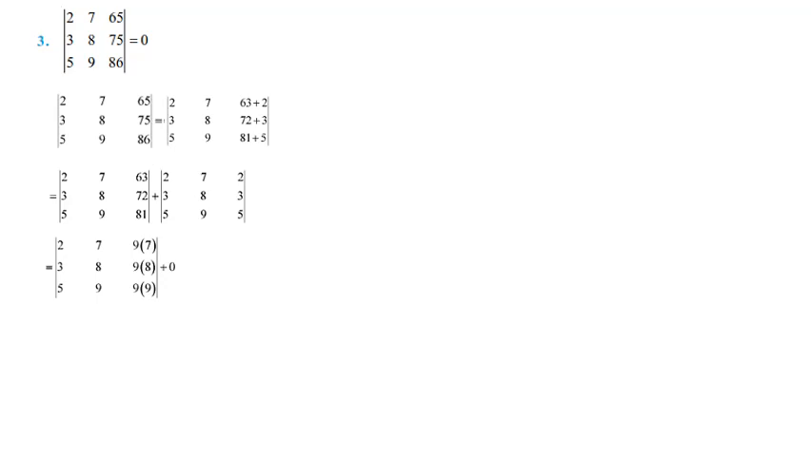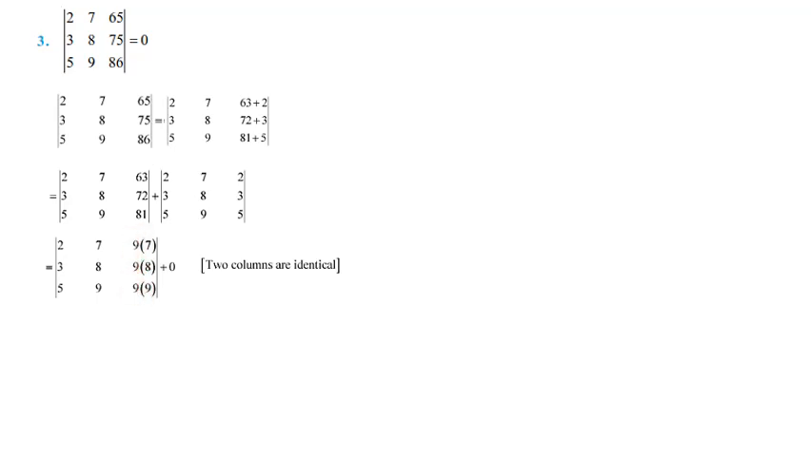Next, first column is same 2, 3, 5, 7, 8, 9 same, and in 63, 72, 81 I am taking 9 common. When you check 63, 72, 81, the whole column has 9 as a common factor. So I take out 9: 63 becomes 9 into 7, 72 becomes 9 into 8, 81 becomes 9 into 9. The second matrix is already 0 because you can see here 2, 3, 5 and 2, 3, 5: the first column and third column are identical. So by using the properties of determinants, the value of that determinant is 0. Two columns are identical, that is the reason. Now in this third column, 9 is common everywhere.